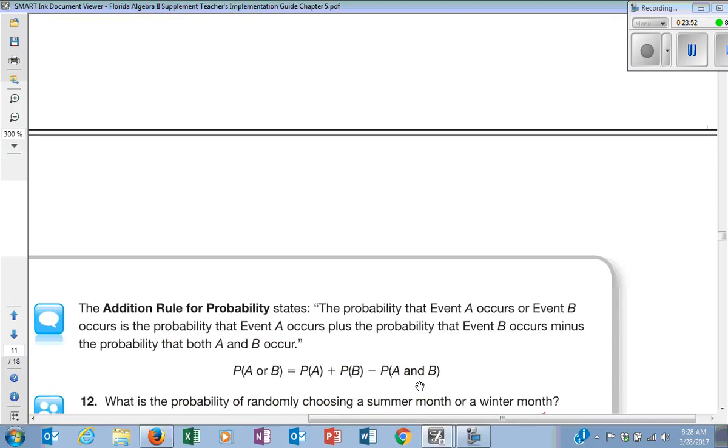Now this one is just to show you that this can happen. What's the probability of choosing a summer month or a winter month? So, what are my two events? Summer event, winter event. Right? What's the probability of choosing a summer month? If there's 12 months, there's 4 seasons. On average, they're 3 months each. Now, some of them start in the middle.